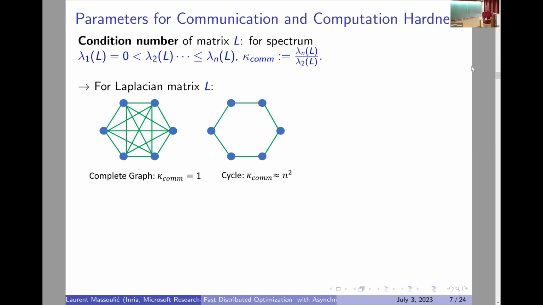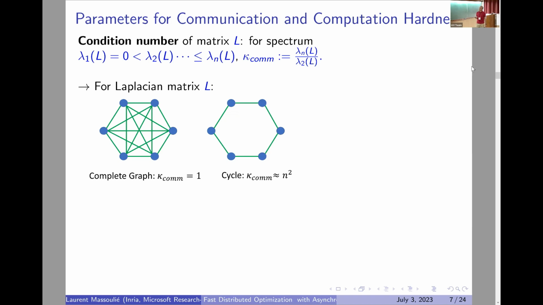Okay, so hardness of communication will be measured by what we call the condition number of matrix L. So its spectrum is given by its eigenvalues lambda_i of L, starting with lambda_1, the smallest one, being equal to 0. That corresponds to the kernel consisting of the constant vectors. And so the condition number for us will be the largest eigenvalue lambda_n divided by the second smallest, lambda_2. And as an example, if you have a complete graph where everyone can talk to everyone directly, kappa comm will be equal to 1, this condition number, which means it's easy to communicate.